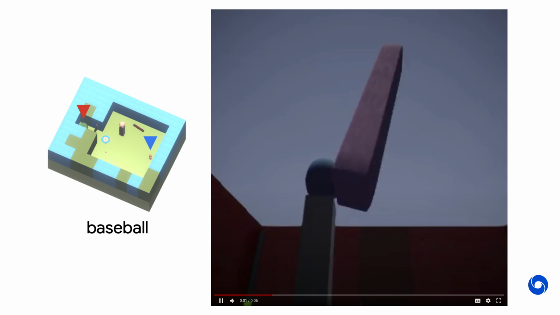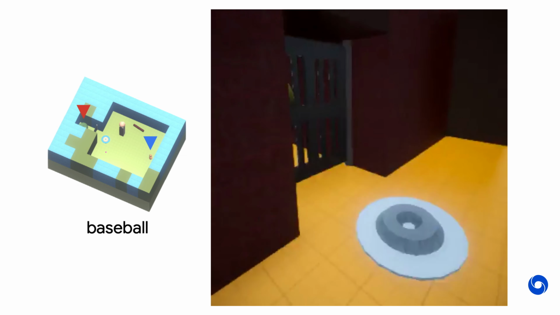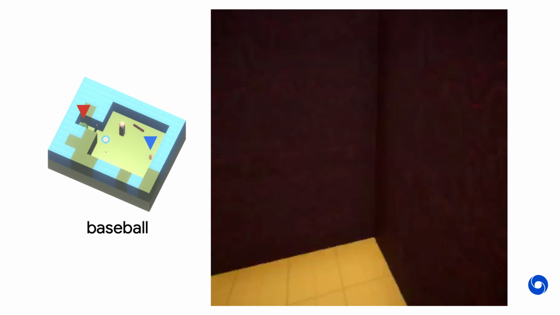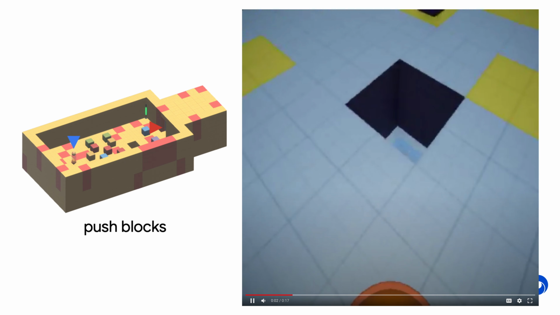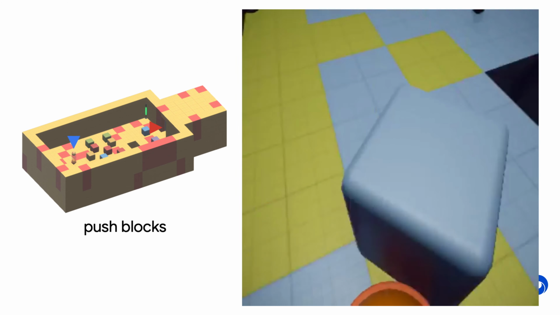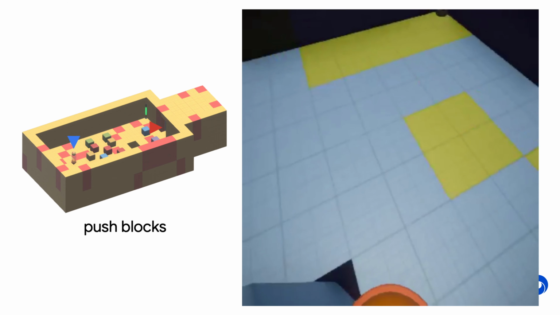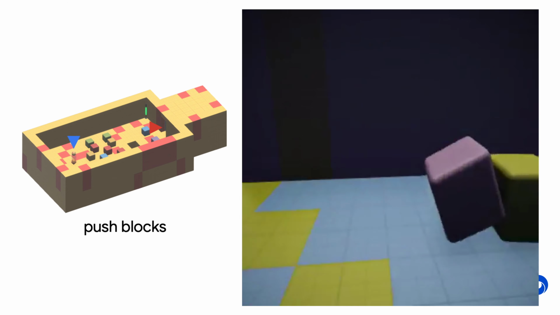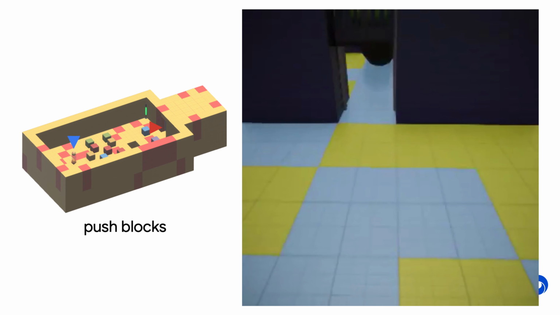Here we show the agent is able to fluidly complete the high-level steps required to solve the baseball task. In push blocks, the agent must navigate to the sensor, observe its color, find a block of matching color, and push it into the slot. In this episode, the block gets stuck, but after repeated attempts, the agent is able to get it unstuck and complete the task.